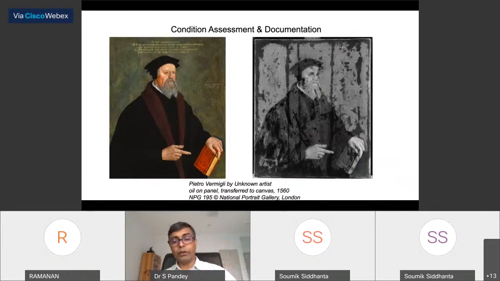So the moment we get an art object, a painting or something, and if we have to study whether it has retouching, whether it has been conserved in the past or not, take it to a dark room, use UV radiation, and you will see it. The drawback is that if the retouching is also a few hundred years old, then you won't see it, because then the paint, the oil is again polymerized and it will fluoresce.